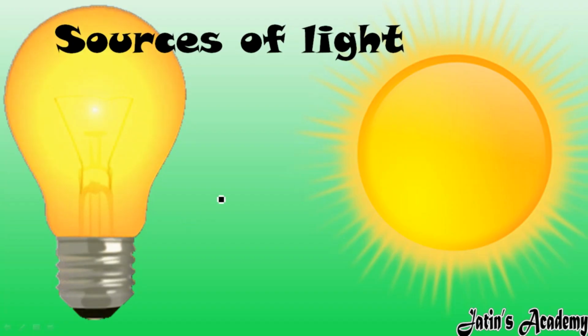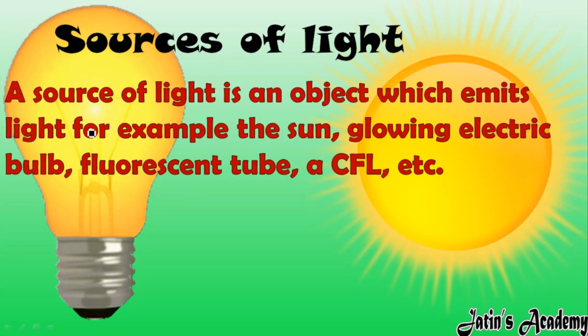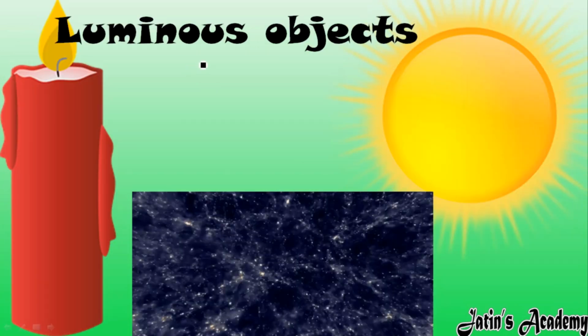Okay. Next topic we are having is sources of light. So what do you mean by sources of light? See carefully. A source of light is an object which emits light. So whatsoever objects are present in our surroundings, the objects which are emitting light are nothing but sources of light. For example, the sun is there. The main source of light on the earth's surface is the sun. And for example, a glowing electric bulb, a fluorescent tube, CFL bulbs. So whatsoever things are emitting light in order to enable us to see the objects around us are known as sources of light.